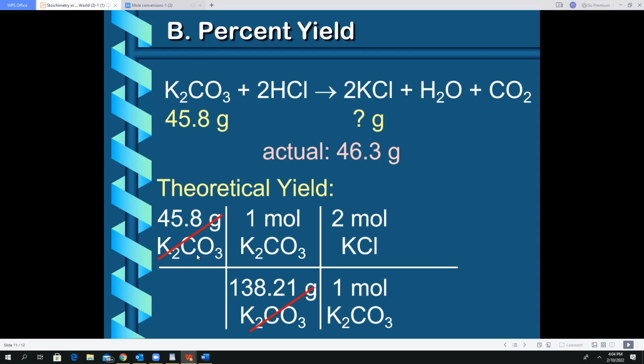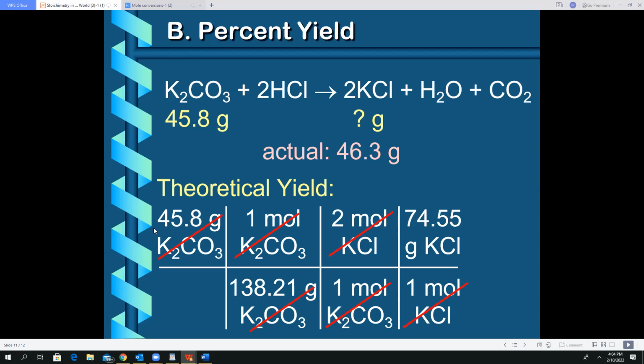And the last thing to do is to figure out the molar mass of potassium chloride, which is just 1 potassium, 1 chlorine. Add them together and you get 74.55. Now, remember, you have to cancel every single unit up until the one that you want, which you wanted KCl, right? Grams of KCl, which is what we have.